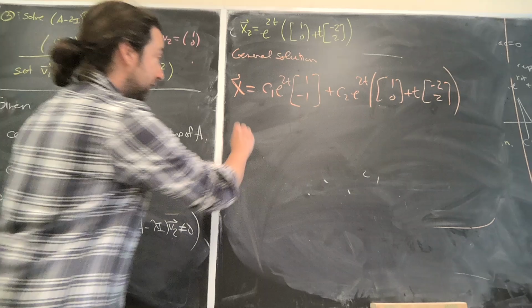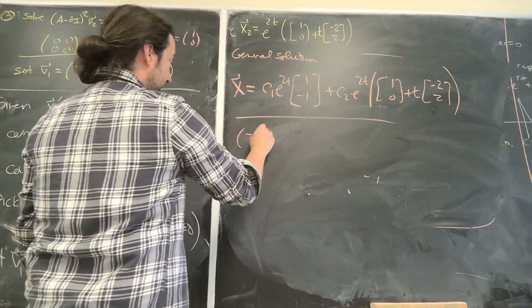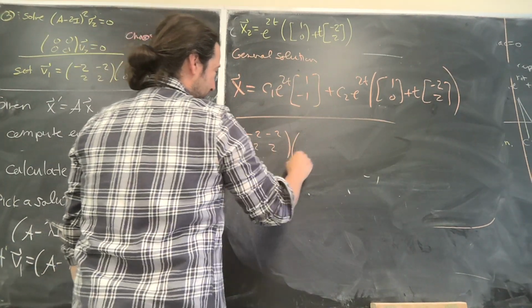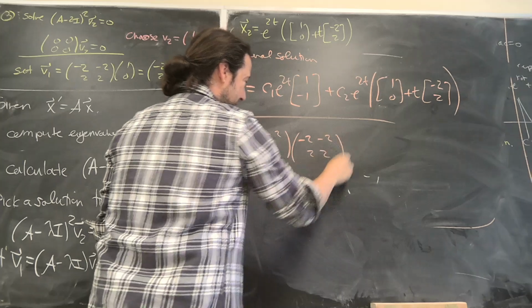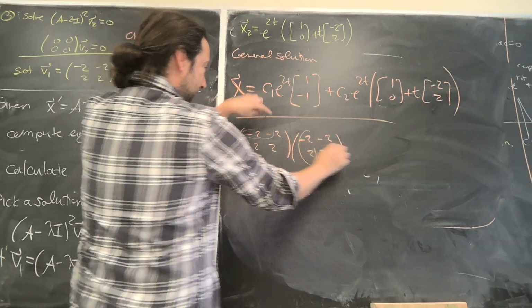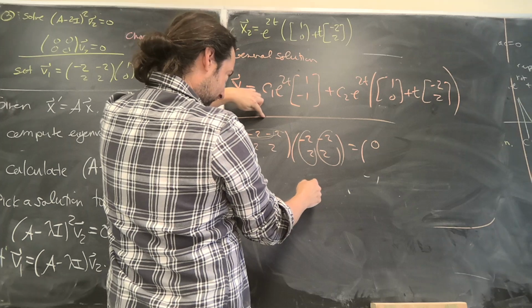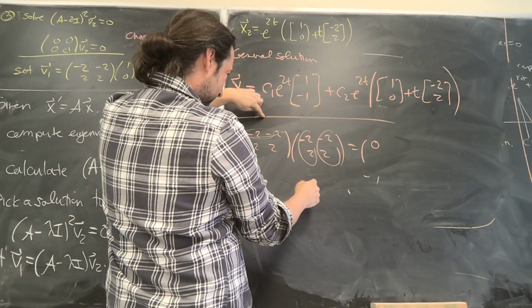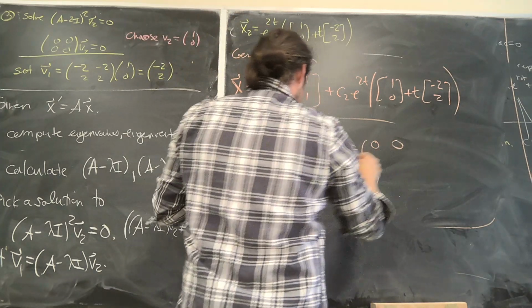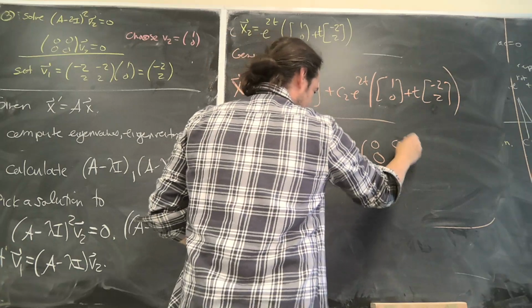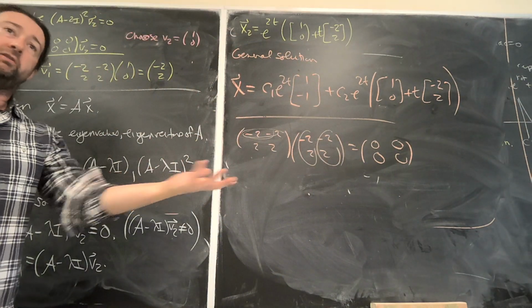Okay. So if you actually write down -2, -2, 2, 2 times -2, -2, 2, 2, and then you say this times this is 0, and this times this is, did I get this wrong? No, it's zero. Yeah, 0, and this times this is 0, and just by multiplication it turns out to be the zero matrix.